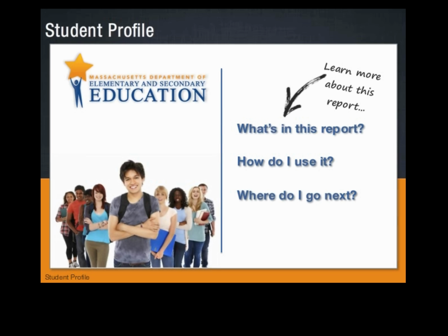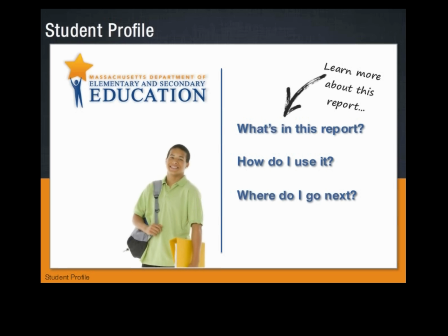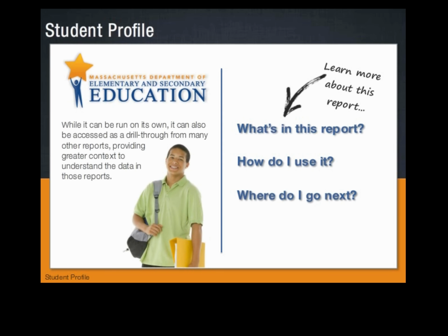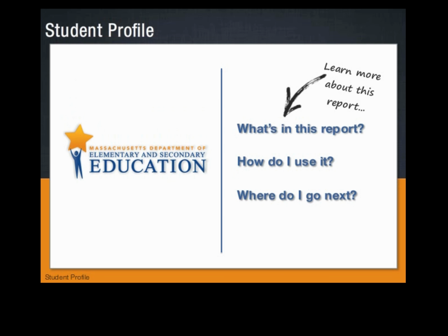While many other reports show aggregated information, or lists of individual student information, this report has the most information about each student in one place, providing a robust, in-depth view of an individual student's experience in public school in Massachusetts. While it can be run on its own, it can also be accessed as a drill-through from many other reports, providing greater context to understand the data in those reports. Click each of the questions on screen to learn more about the report.